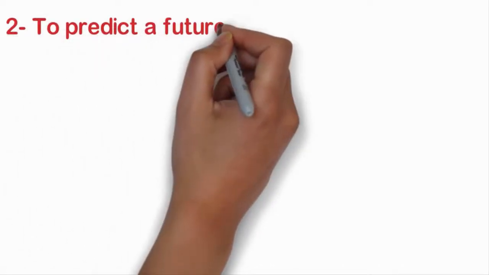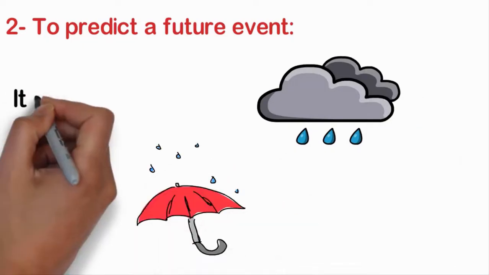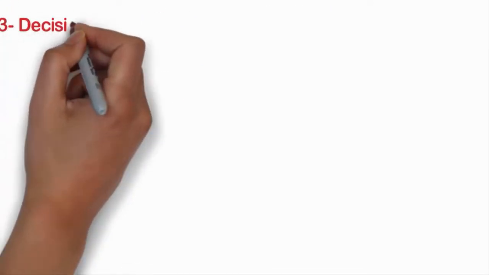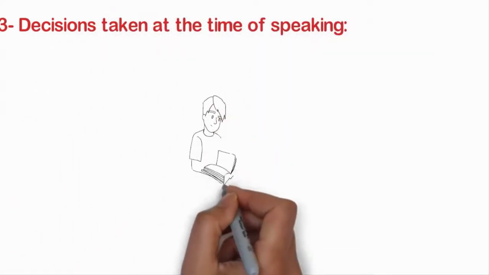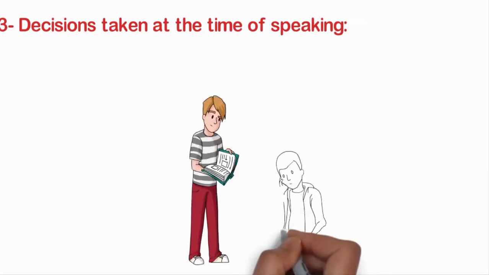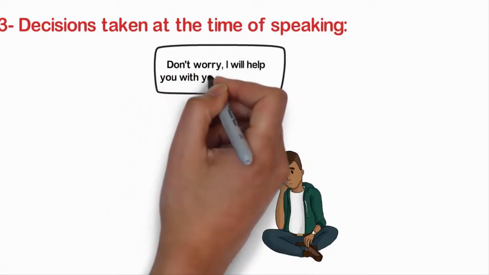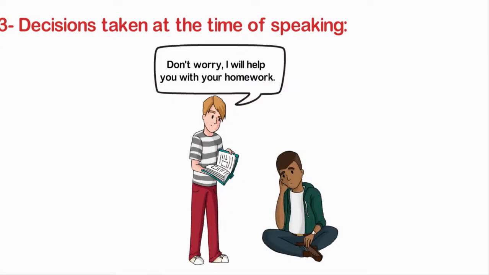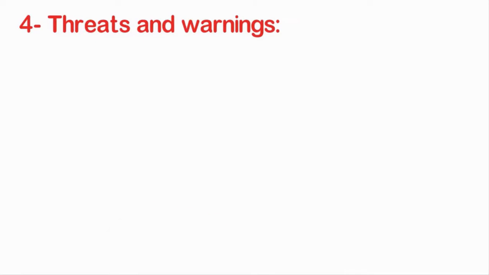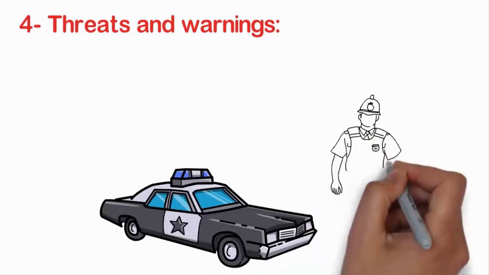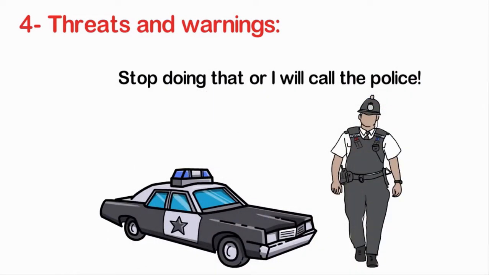Two, to predict a future event. It will rain tomorrow. Three, decision taken at the time of speaking. Don't worry, I will help you with your homework. Four, threats and warnings. Stop doing that or I will call the police.